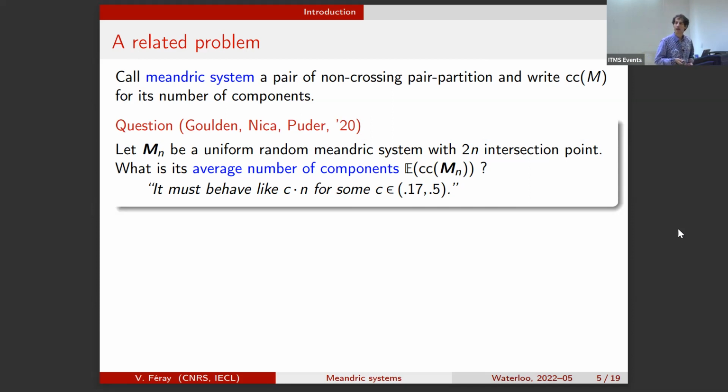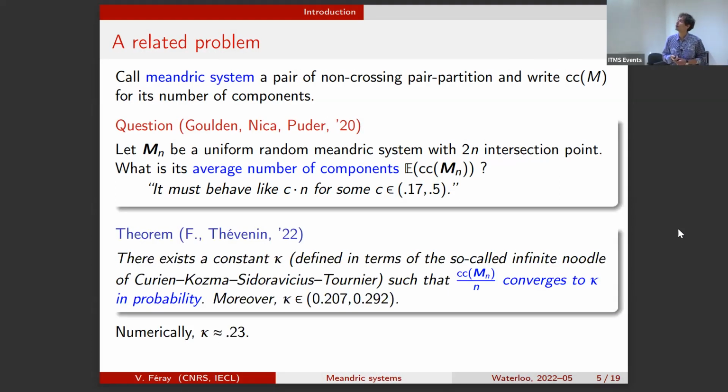Okay. And what we could prove with Paul Thévenin is that indeed, if you take the expected number of components and divide by n, it converges to some number kappa. I will comment on what kappa is in a moment. But in fact, we have a bit more than that. You see here, there is no expectation. So you can really look at the number of components as a random variable, and it converges in probability to kappa, which means that it's concentrated around kappa times n.